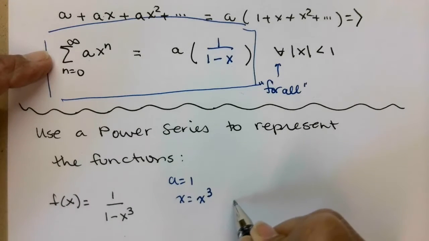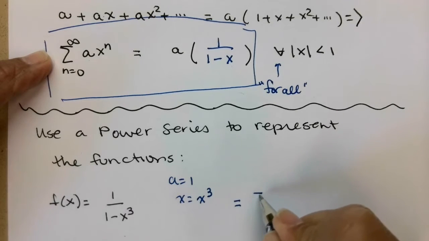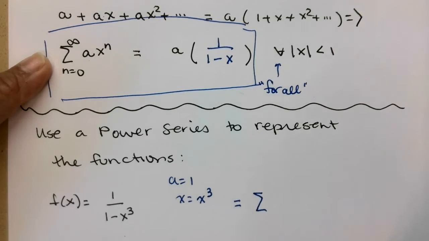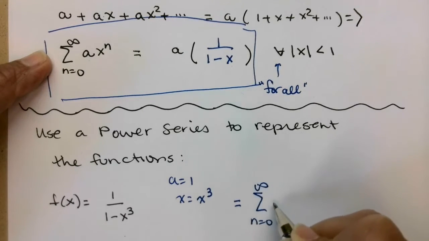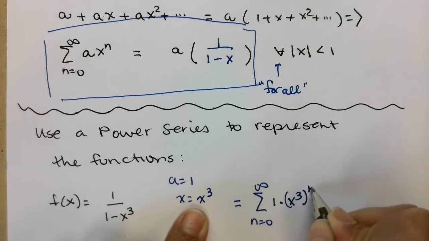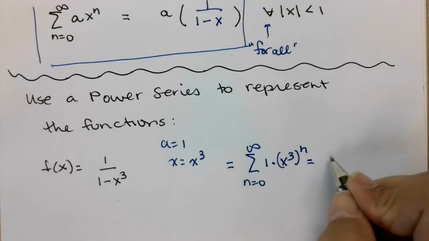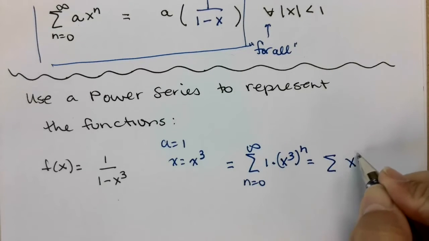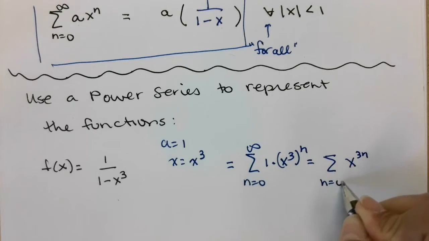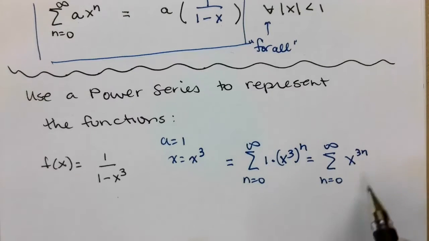So the way I would write that in summation notation is I would say that this function is equivalent to, at least for some values of x, the summation as n goes from 0 to infinity of 1 times x cubed to the n. Or the summation of x to the 3n as n goes from 0 to infinity. Okay, so for what values of x is this going to converge?